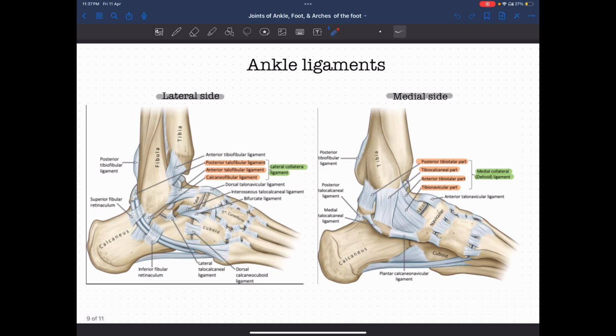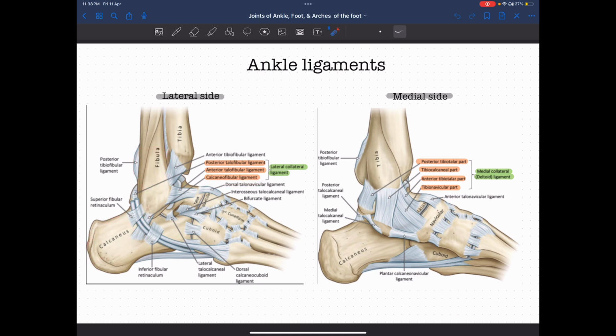Okay, now the ankle joint cannot work properly without the ligaments. So I'm going to touch briefly on the ligaments. We have the lateral collateral ligament and the medial collateral ligament. Lateral collateral ligament is usually formed from the posterior talofibular ligament between the fibula and the talus posteriorly, and then we have another one between the fibula and the talus anteriorly, and we also have the calcaneofibular ligament between the fibula and the calcaneus right here.